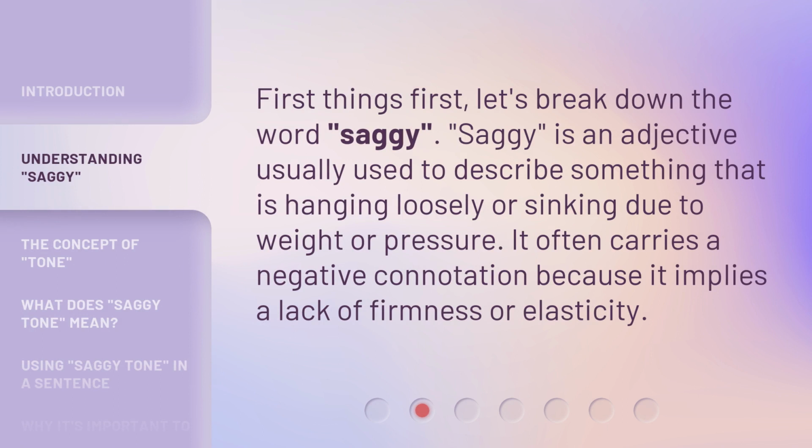First things first, let's break down the word saggy. Saggy is an adjective usually used to describe something that is hanging loosely or sinking due to weight or pressure. It often carries a negative connotation because it implies a lack of firmness or elasticity.